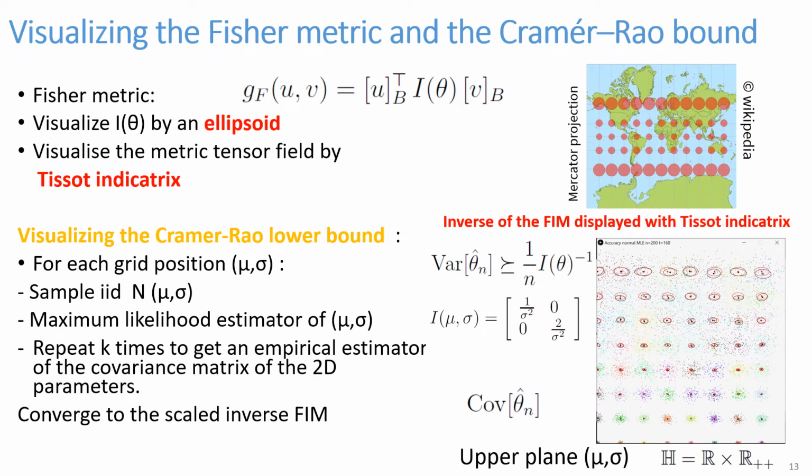We can visualize the Fisher information metric and the Cramér-Rao lower bound as the inverse Fisher information matrix on a chart by using the Tissot indicatrix. On the right map, I show the indicatrix for the Mercator projection, which indicates the local deformation by red ellipsoids. To visualize the Cramér-Rao lower bound for univariate Gaussians, we sample at each grid position (mu, sigma) n identically and independently distributed variates, estimate the (mu, sigma) parameters via the maximum likelihood estimator, and repeat k times this operation to get the empirical covariance matrix of the estimated (mu, sigma) parameters. They are shown here in black, and they are not necessarily axis-aligned ellipsoids.